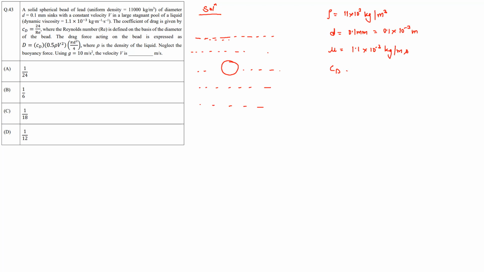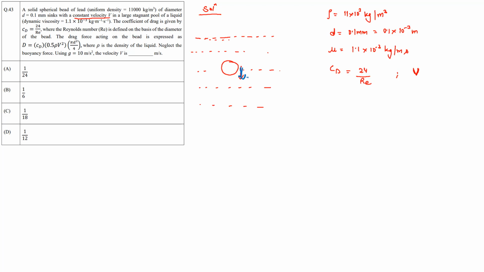They have given us the coefficient of drag as 24 over RE. Now this RE we need to calculate. We will do that. And the velocity with which the bead is going down is a constant velocity first of all, and this velocity is V. So this body is going down with constant velocity V.